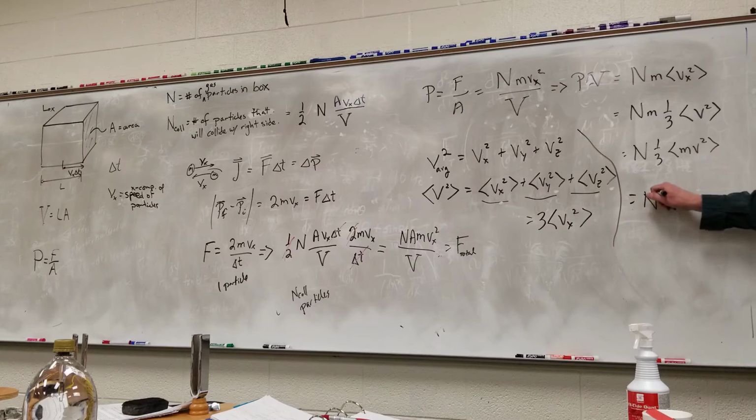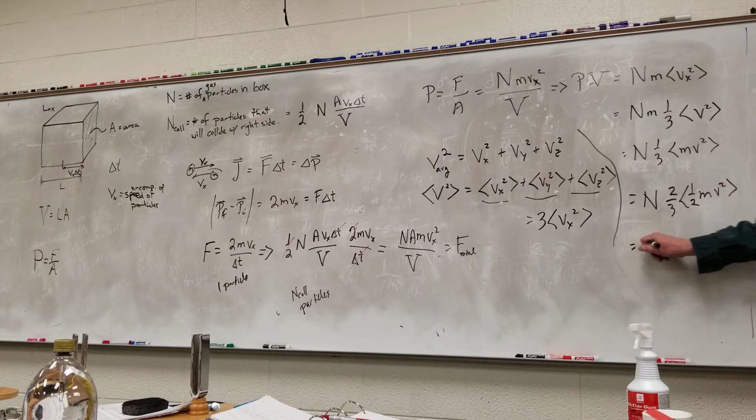So we got N times, if I throw a 1/2 in there, I have to throw a 2 on the outside. So this is equal to the number of particles times, we'll put the 2/3 up front as tradition dictates, times this average kinetic energy.